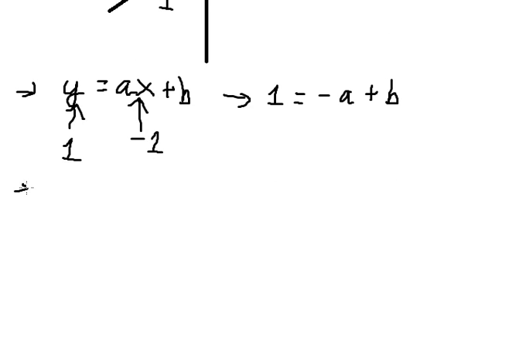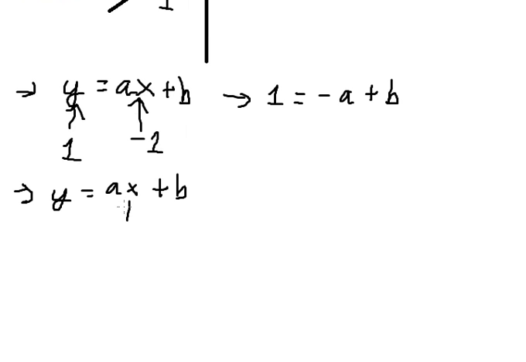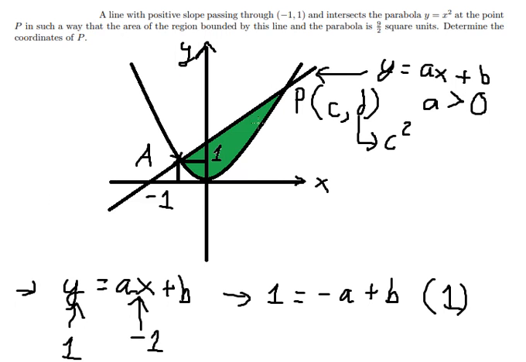And the next equation, this line goes to the point P, and we have x equals c and y equals c squared in here. So we have the second equation. And the last one, we have the area between the line and the curve.